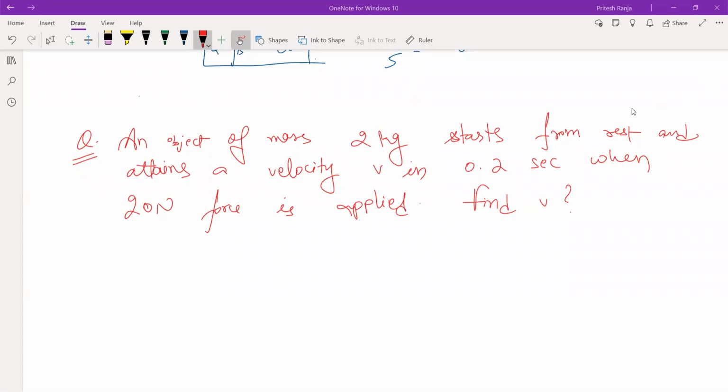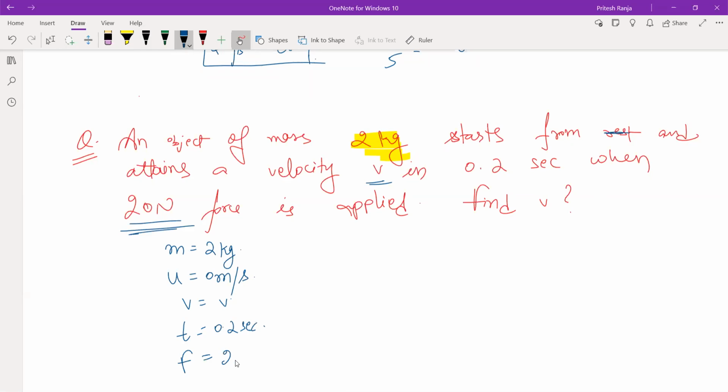Okay, most of you are giving 2 meter per second as the answer. See what is given. Object of mass 2 kg. Mass is 2 kg. Starts from rest. If the object is starting from rest, that means what is its initial velocity? 0 meter per second. And attains a velocity v, meaning final velocity is v, in 0.2 seconds when 20 Newton force is applied. How much force is applied on this? 20 newtons.